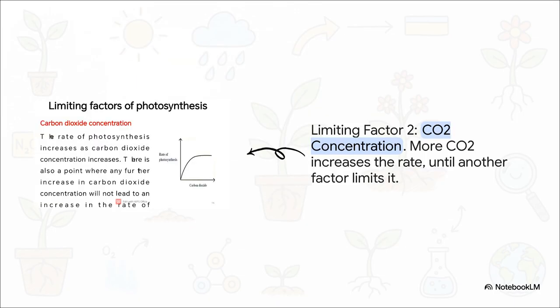All right, limiting factor number 2, carbon dioxide. And you'll notice the graph looks pretty similar, doesn't it? As you give the plant more of that key ingredient, CO2, the rate of photosynthesis speeds up. But, you guessed it, it hits a ceiling again. It plateaus. And the reason is the same idea. Maybe the plant has plenty of CO2 now, but it doesn't have enough light energy to actually use all of it. One of the other factors is holding it back.